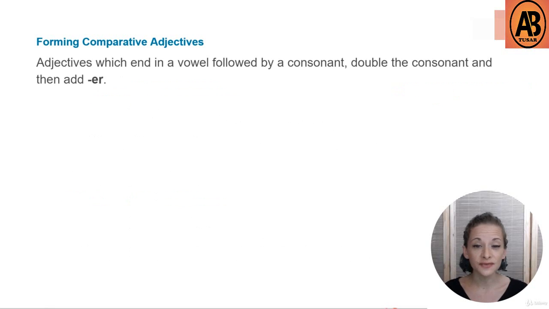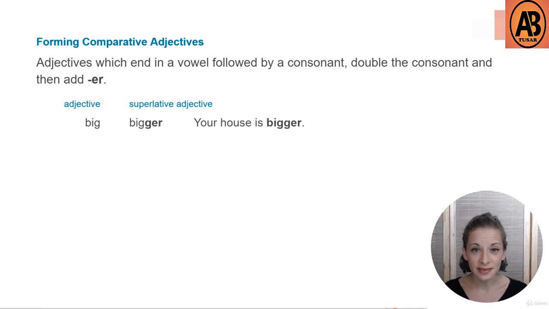Adjectives which end in a vowel that's followed by a final consonant double that consonant and then add er. So, for example, the adjective big. The last two letters are i-g. I is a vowel and G is a consonant. So we double that G and then add er. Big, bigger. Your house is bigger.